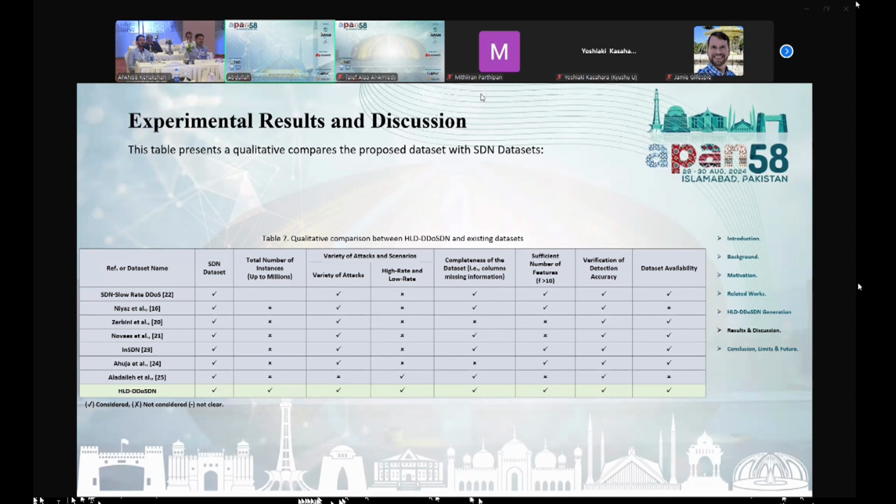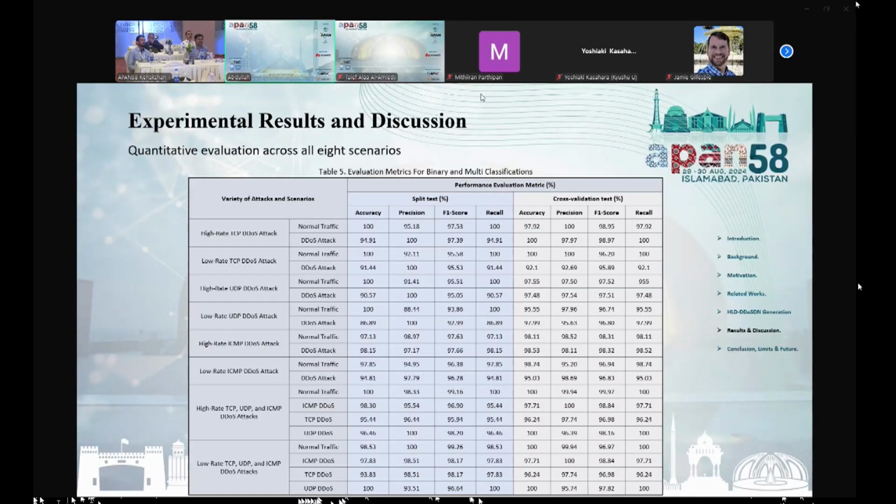In summary, the proposed dataset addresses the limitations of the existing SDN datasets by considering a variety of attack scenarios. Also, the proposed dataset meets the requirements to serve as a benchmark dataset and includes a sufficient number of features. Overall, the proposed dataset is publicly available. The proposed detection approach also has been quantitatively evaluated using 8 scenarios as presented in this table.